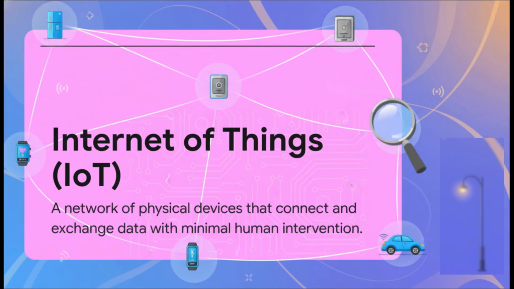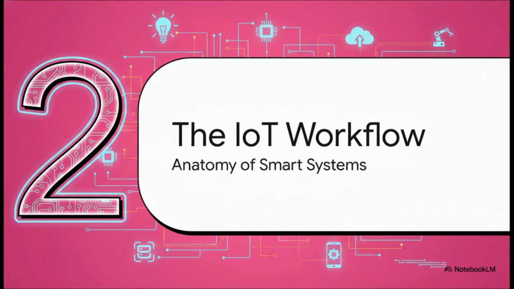So, the core idea here is that IoT takes normal, everyday objects and gives them a kind of digital nervous system. It's a massive network of physical devices packed with sensors and software that collect and share data automatically. And the absolute best part? Minimal human intervention. These things are making decisions, sending alerts, and optimizing your life without you having to lift a finger.